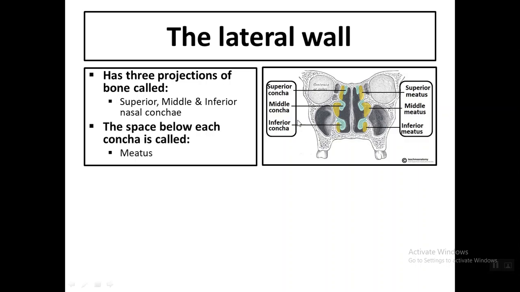Below each concha there is a space. This space below each concha is called meatus. So we have superior meatus: the space below the superior concha is called superior meatus, and we have a middle meatus, and we have inferior meatus. All these structures are in the lateral wall of the nasal cavity.